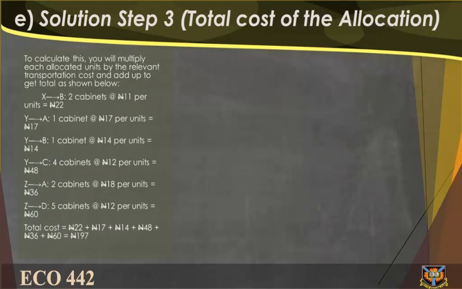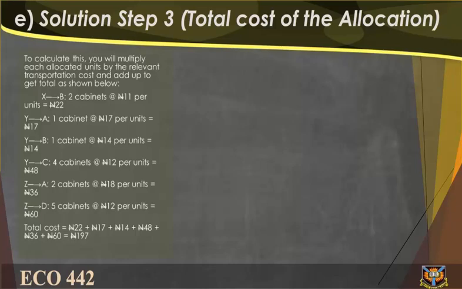E. Solution step 3. Total cost of the allocation. To calculate this, you will multiply each allocated unit by the relevant transportation cost and add up to get the total as shown below. X to B, 2 cabinets at 11 naira per unit equals 22 naira. Y to A, 1 cabinet at 17 naira per unit equals 17 naira.